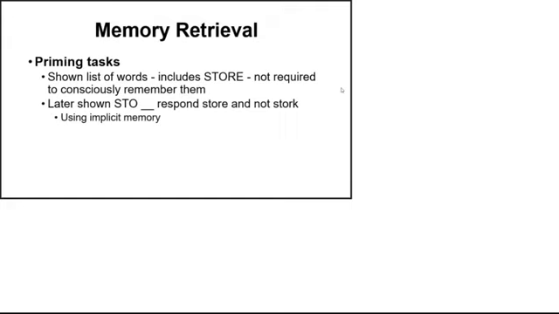So this is a process of sort of implicit memory. We don't realize that we're doing this. We don't realize that we've been primed for this particular setup. But because of the way that our brain works, when we've recently activated a particular pathway, it's a lot easier to use that same pathway again.